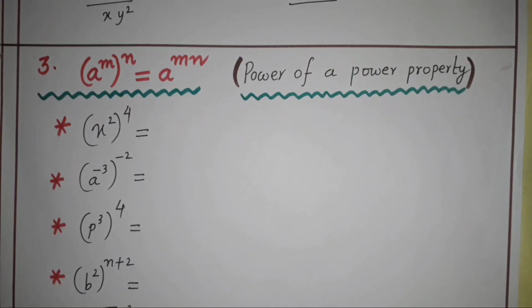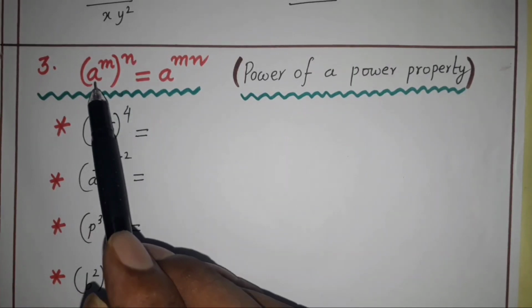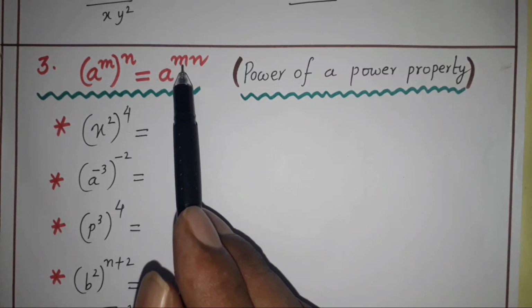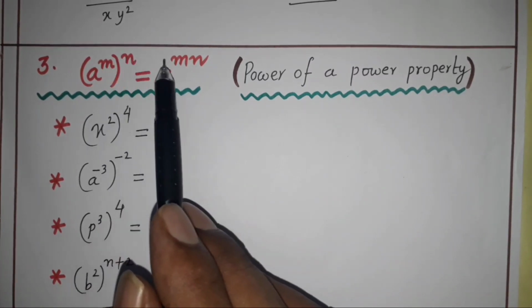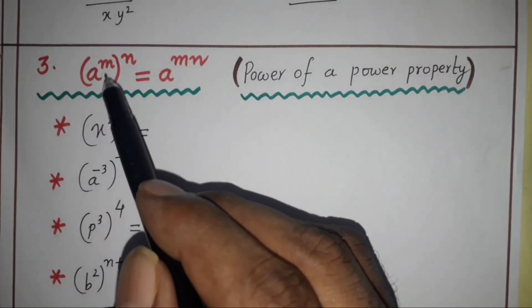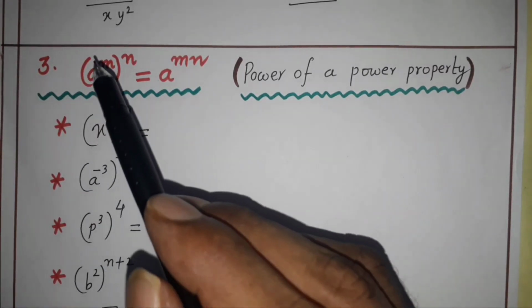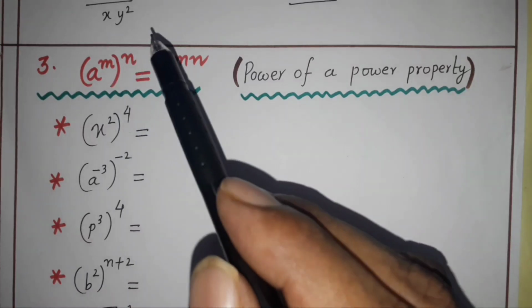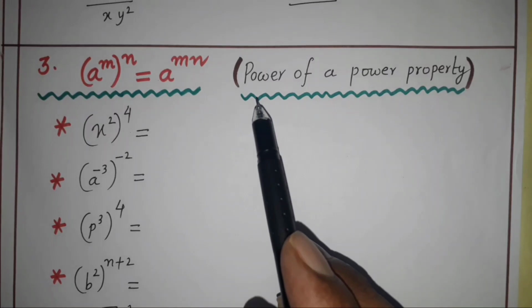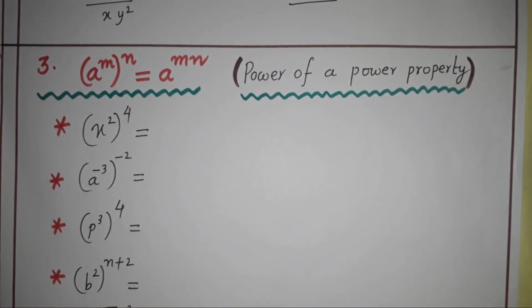Coming to the next property, children. (a to the power of m) whole to the power of n is equal to a power m into n, mn. That means if there is a whole power for a power, then we have to multiply both. That is equal to a to the power of mn, which is called the power of a power property.